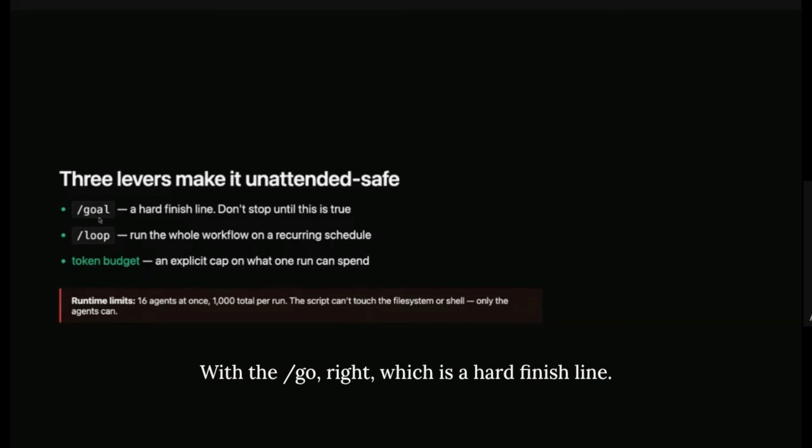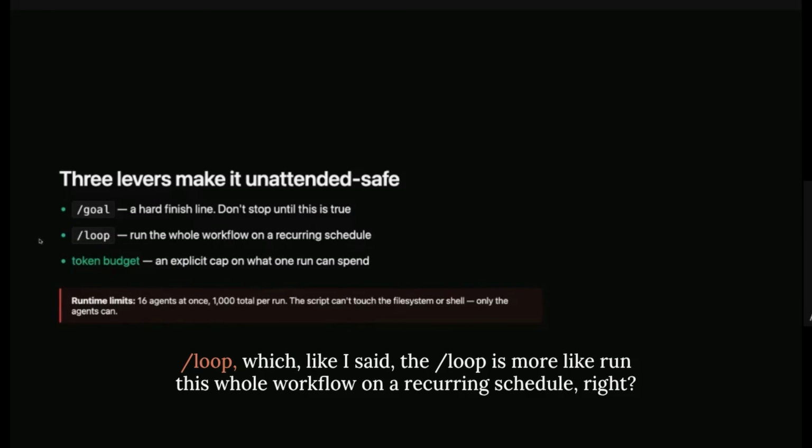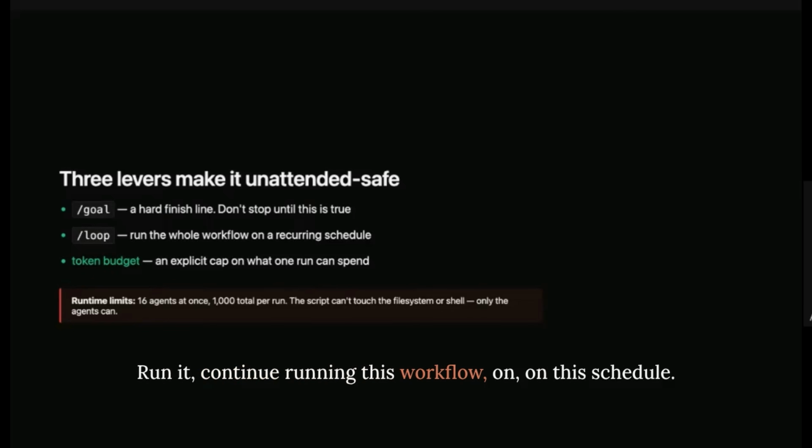So these three levels make sure that it is unattended safe. With the /goal, which is a hard finish line: don't stop until this thing is true. Then /loop, which, like I said, is more like run this whole workflow on a recurring schedule. Continue to run this workflow on this schedule.